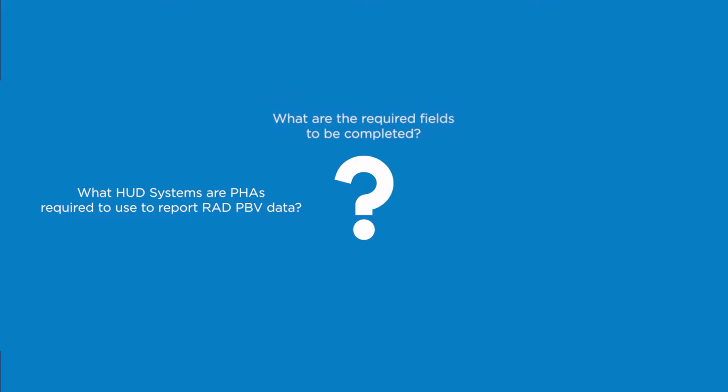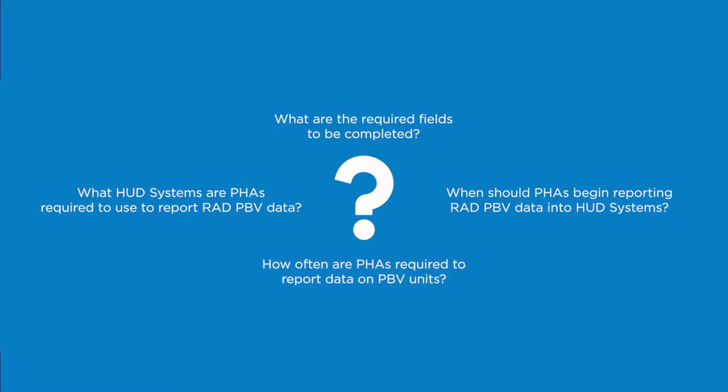This video will address four main questions. What HUD systems are PHAs required to use to report RAD PBV data? What are the required fields to be completed? When should PHAs begin reporting RAD PBV data into HUD systems? How often are PHAs required to report data on PBV units?